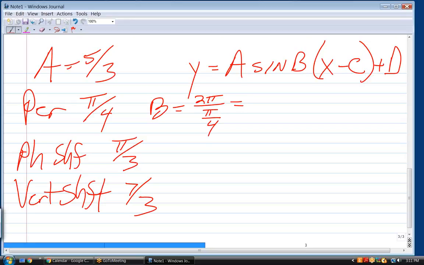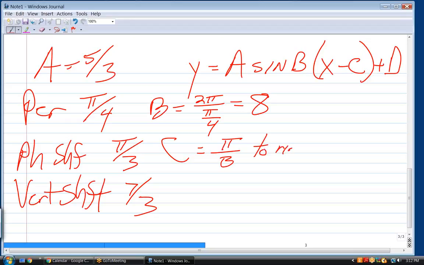Would I flip and multiply? Yes, absolutely. You need to know that that's the first thing to do whenever you have a fraction in the denominator. So it would be 8 pi over pi, which is just 8. So we have our B, we have our A. What is our C? What's the phase shift? pi over 3, to the right.